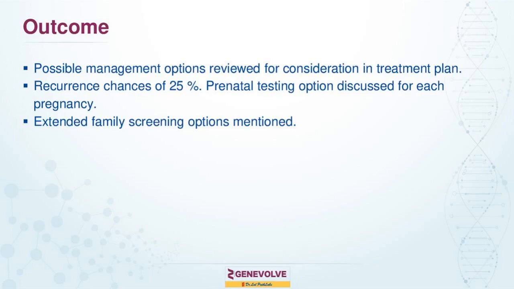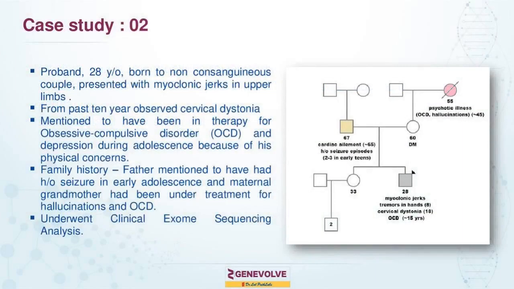So with this, let's take another case. It is about an adult onset condition. The concerned person is a 28-year-old male who presented with myoclonic jerks in the upper limbs. The presence of cervical dystonia was also mentioned.